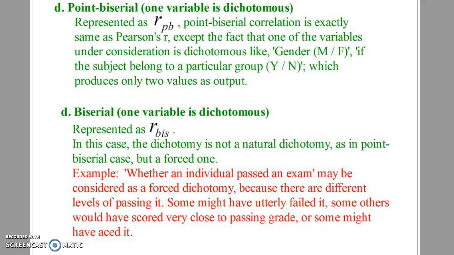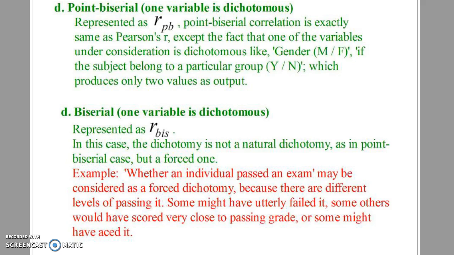So when I look at point biserial, the dichotomous variable is a true dichotomous. That means gender, male, female. There could only be two. There is no continuum in this. I could also say dead or alive. That is true dichotomous. They could be either dead, they could be either alive. You cannot have a person in between. I'm not talking about a coma state, but that coma is alive, right? So dead or alive is true dichotomous.